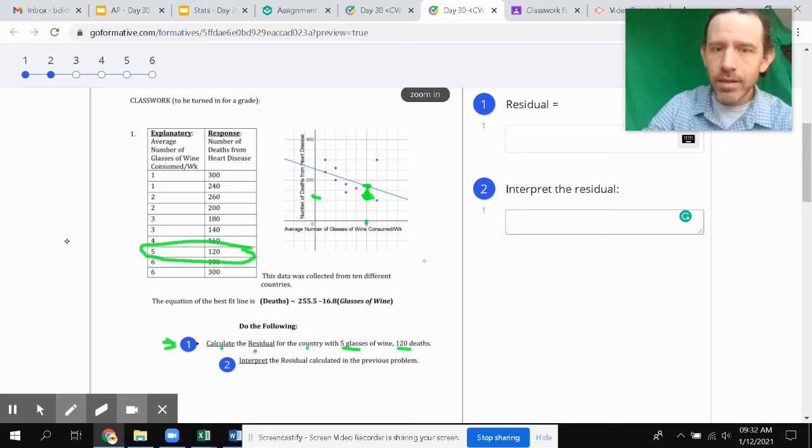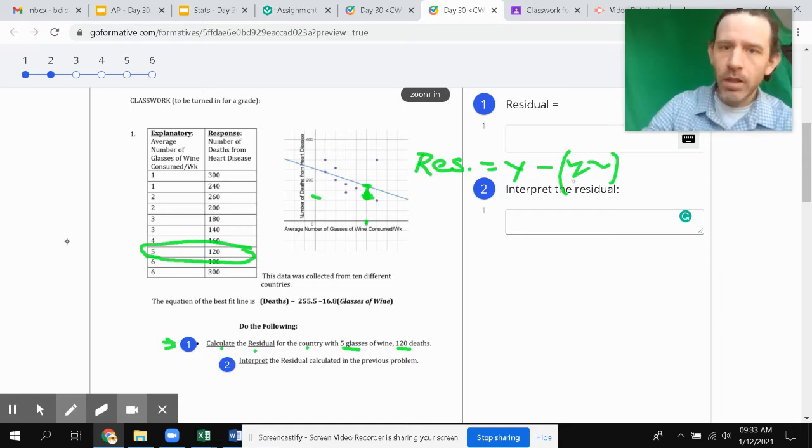All right, and that's the equation here, right? The residual is equal to, I'll put it up here. So the residual is going to equal the y minus that predicted y value. I'll put that squiggly line there.